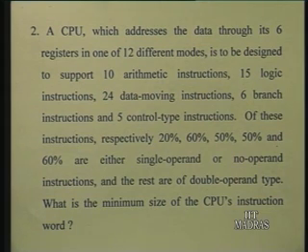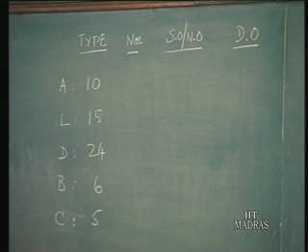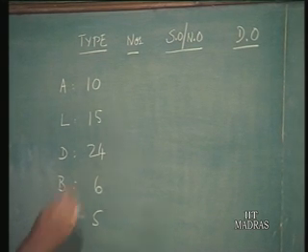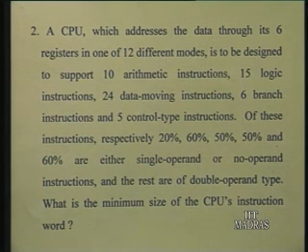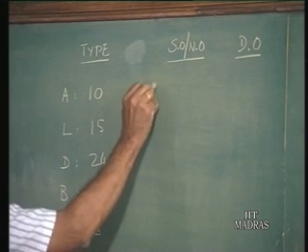Okay, have we included everything? 10 of arithmetic instructions, see the chart, 15 logic instructions, 24 data moving instructions, 6 branch instructions, and control type there are 5. Okay. Now, it is further given, read the chart again, it is given that 20% of this, okay, oh I see, right, these are the numbers. Now 20% of this will be single operand or no operand.